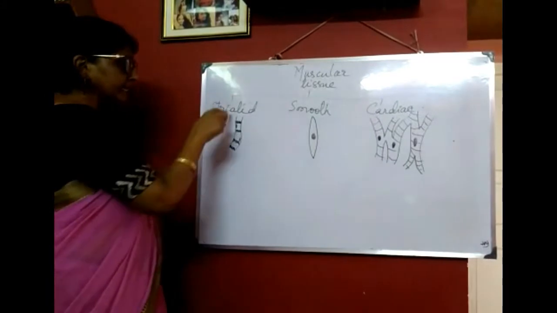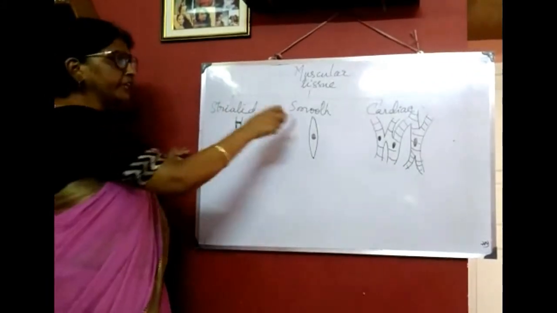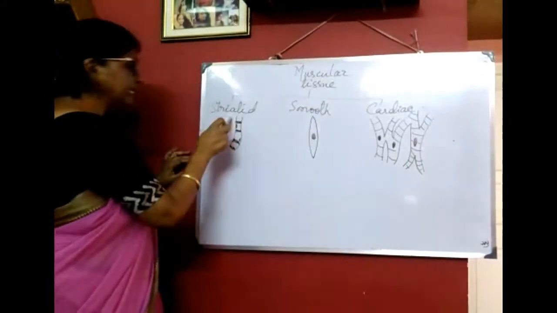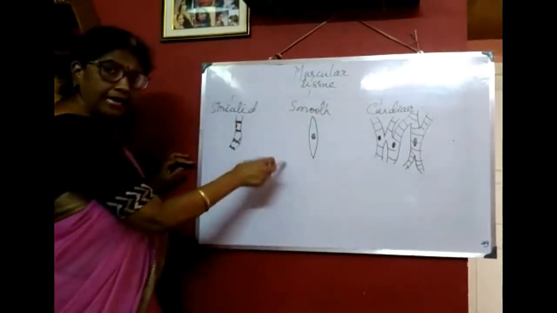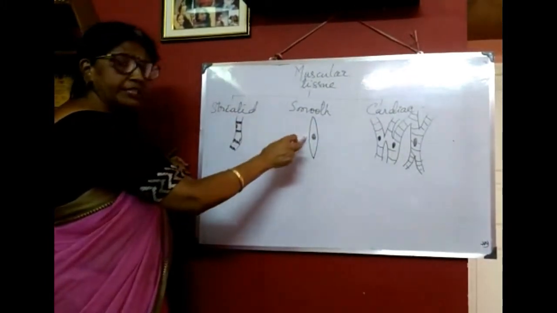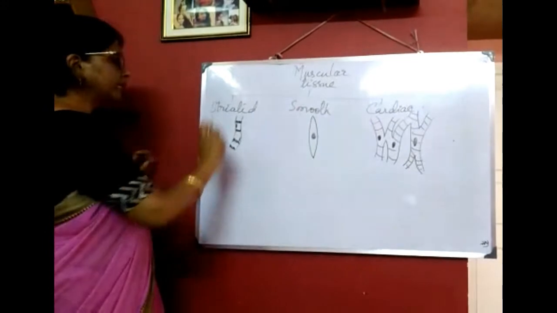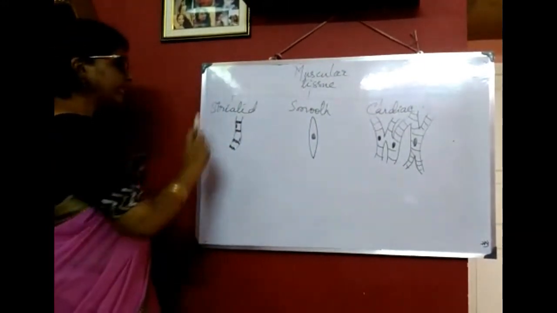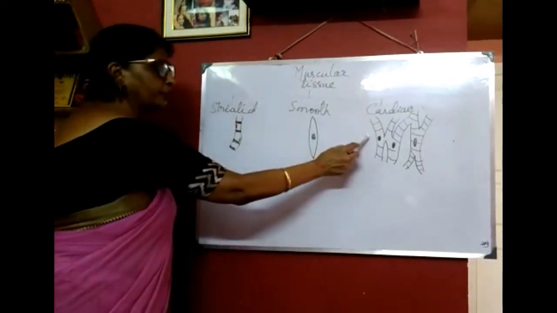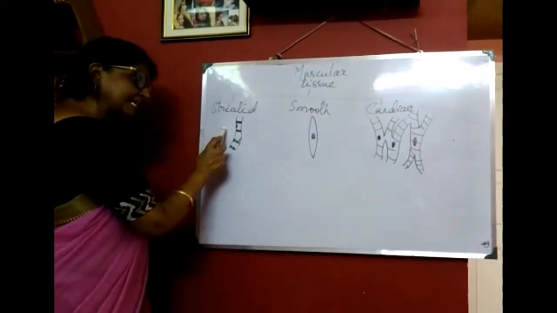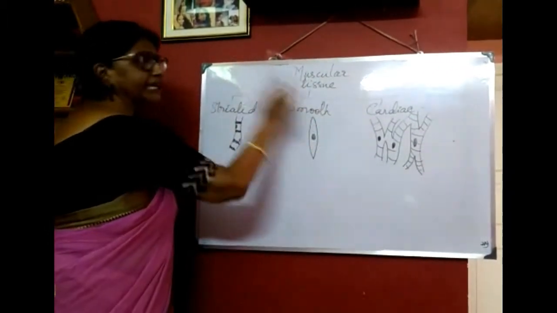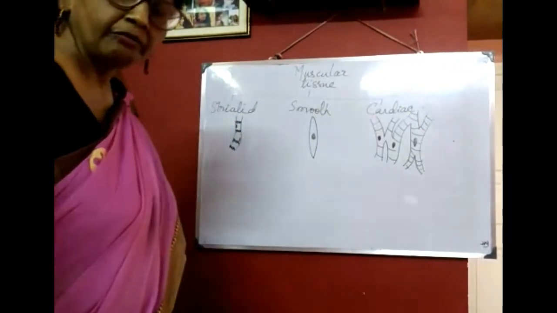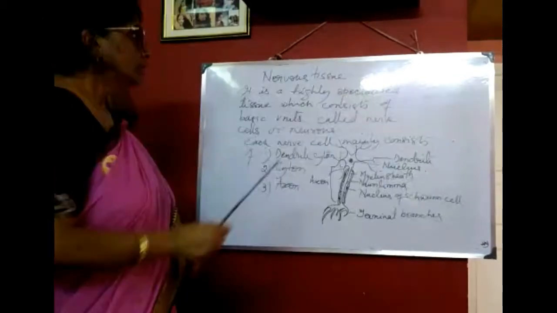So what I discussed: striated muscle is cylindrical, smooth muscle is spindle shaped, cardiac is cylindrical; striped, unstriped; multinucleate, uninucleate, or multinucleate. Then this is voluntary, this is involuntary, unbranched, branched. This gets fatigued, this never gets fatigued. So this is what we know about the muscle.